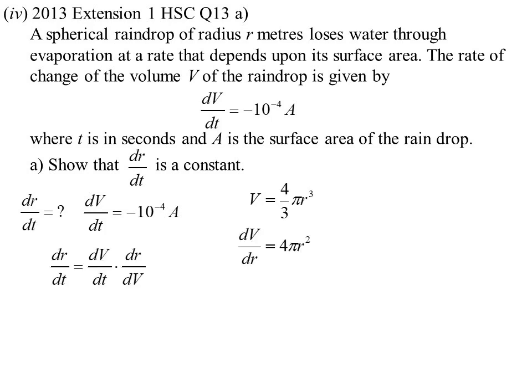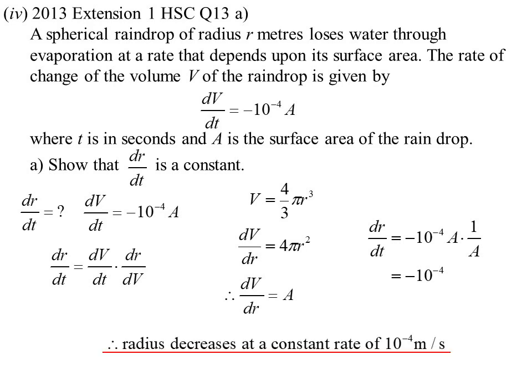So can we link volume and radius together? That's ideally what we'd like to do here. Well, yes. Volume is 4/3 pi r cubed. There it is. Differentiate the volume, you get the surface area, 4 pi r squared. But in this case, I'm going to replace 4 pi r squared with A, because A is the surface area. This now, when I substitute in, the A's end up cancelling and I end up with that constant number. And that's what they wanted me to show, that dr/dt is constant. It is constant, and that constant rate is 10 to the negative 4 metres per second.